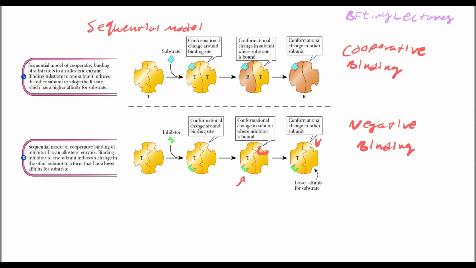Now, notice that for the sequential model, we actually used an induced fit method. This can also be called the glove model, from the last enzyme video. As long as the inhibitor or the substrate has roughly the same shape as the active site, it's going to go in there and react.